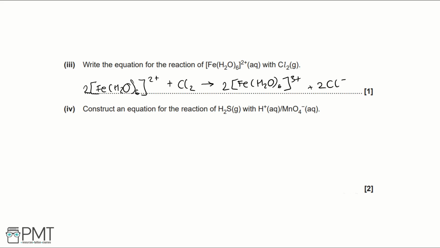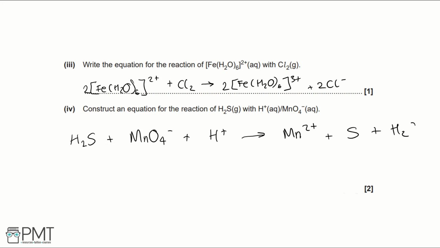Part 4. Construct an equation for the reaction of H2S gas with H plus aqueous and MnO4 minus aqueous. So firstly, let's write our reactants. We're going to have H2S plus MnO4 minus plus H plus. And we're going to produce Mn2 plus, S plus H2O. Then we need to balance the equation.